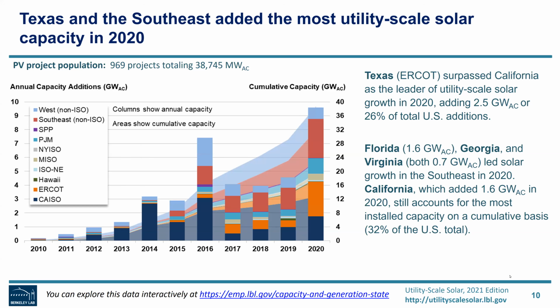The Southeast, as a broad region, has built a lot of solar too over the past 5 years, but especially Florida, Georgia, and Virginia. However, California still has the most solar installed on a cumulative basis. Next slide, please.